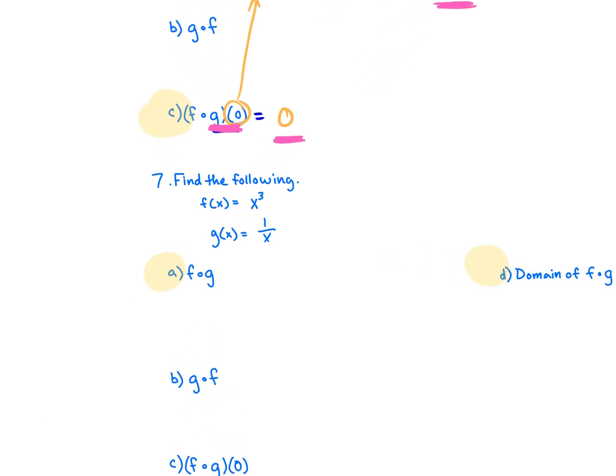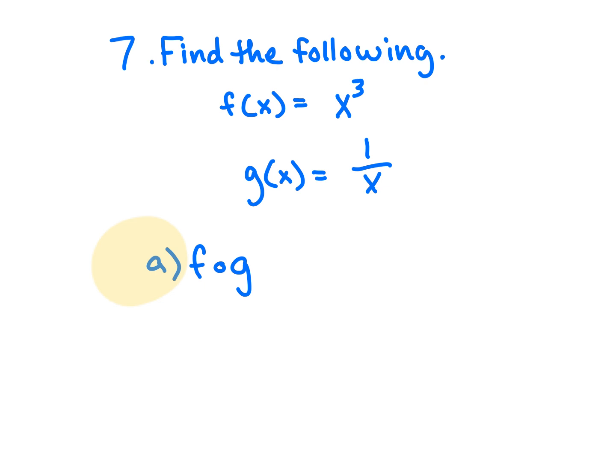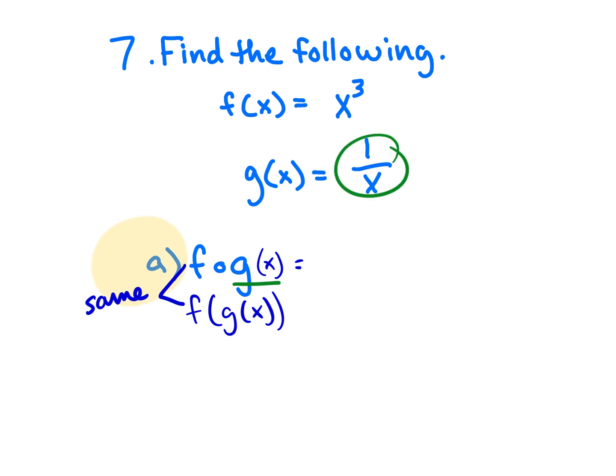Next, let's find f of g in number 7. So f of g of x. Remember, it can be written this way, or it could be written as f of g of x. These mean the same thing. They're just two different ways of writing the same thing. So if you see one way or the other on the test, you know that they're asking for the same thing. So what's on the inside here? G. So we're going to take g and plug it into f.